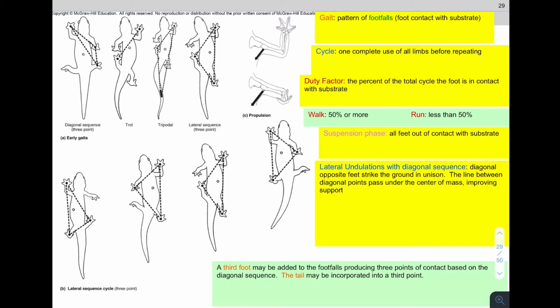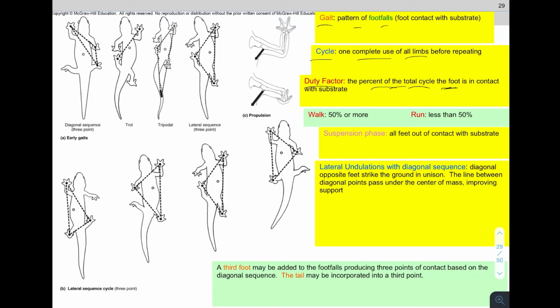Let's look at some vocabulary terms for locomotion. The term gait refers to the pattern of footfalls. Every animal that we look at here for the rest of the lecture is going to have different gaits, and so we want to see how they use their limbs for locomotion. These are just general terms for all vertebrates. A cycle is one complete use of all the limbs. A duty factor tells you the percent of the total cycle that the foot is in contact with the substrate.